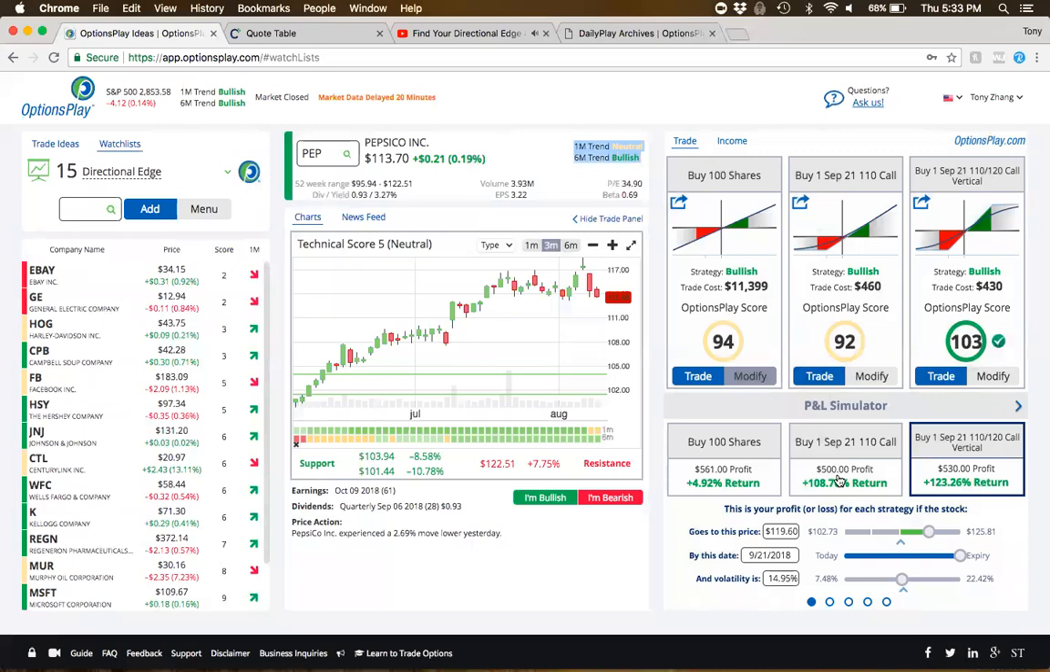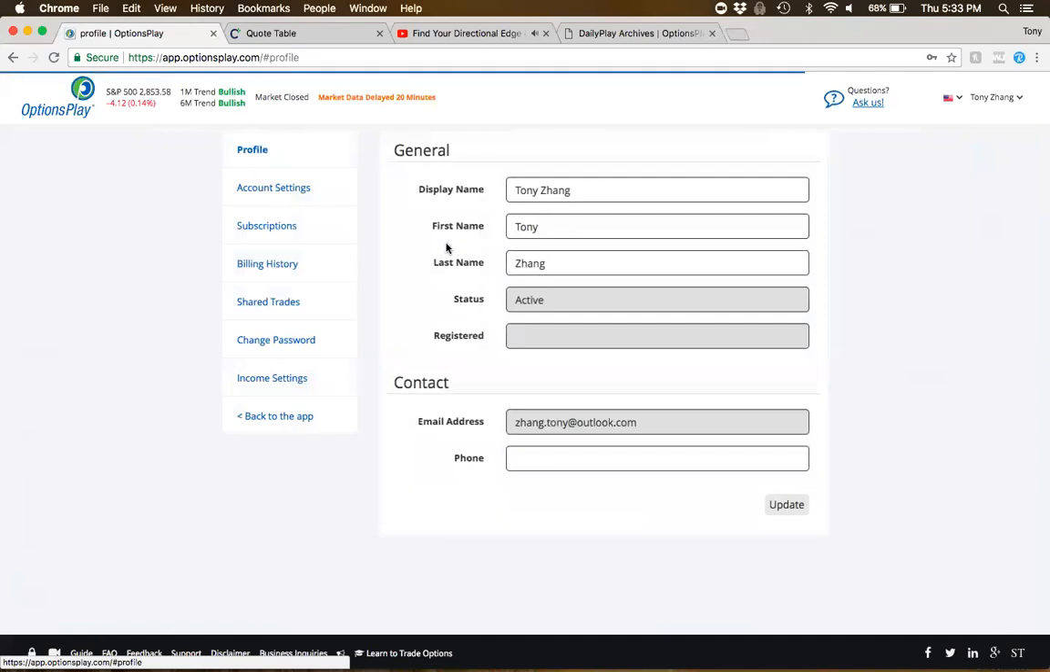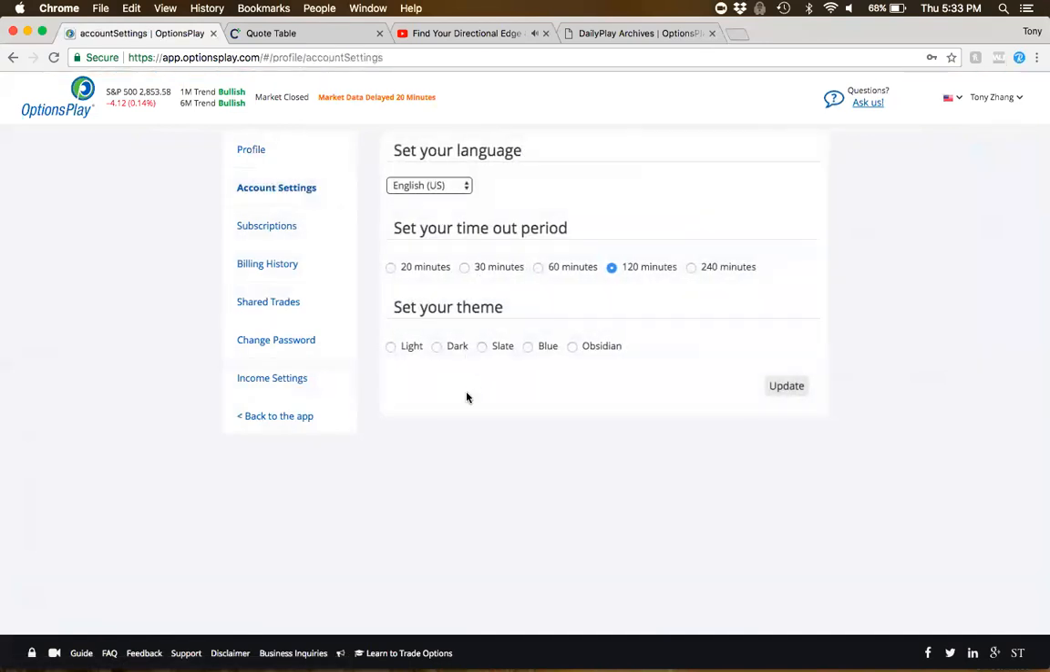Oh, I have a question here about logging out. So you can actually set your logout sessions in your profile. So when you go to profile, account settings, you can choose your timeout period. I think it defaults to 20 minutes, but you can certainly make that longer if you're getting timed out a lot.